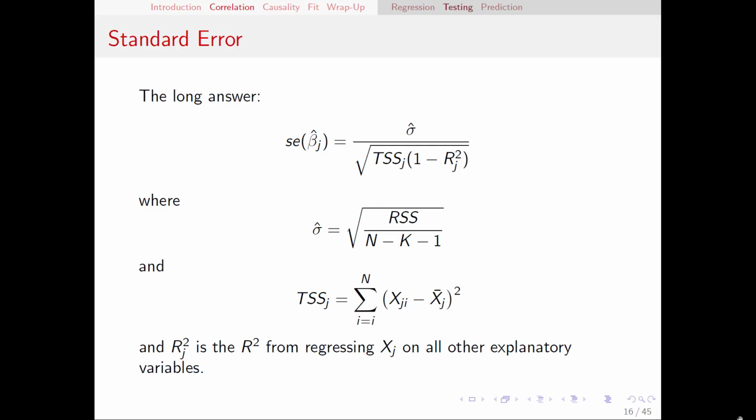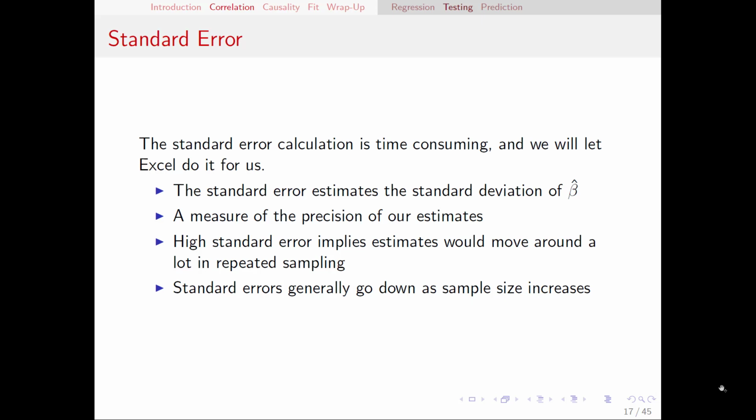Now the long answer is that there is a formula that we can use to calculate standard error. It is a bit complex and outside the scope of what we're doing here in this video, but for completeness, I'm going to give you the formula. The one thing I do want you to take away from this formula is that we have in the denominator an n here. That means that when n gets bigger, the standard error of all the beta hats is going to come down. So the larger the sample size, the smaller the standard errors. The actual standard error calculation doesn't add a whole lot to our understanding, so we're going to let Excel handle it.